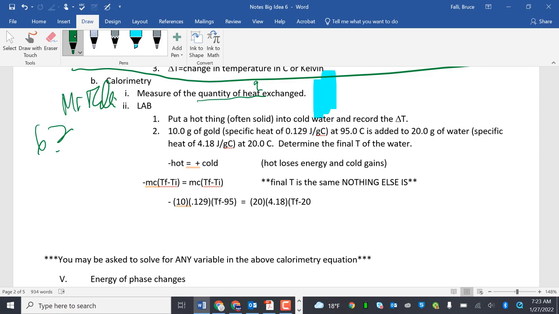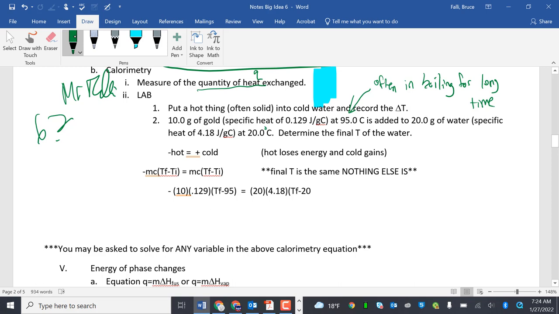So here's an example for one. A 10 grams of gold, specific heat 0.129 joules per gram degree Celsius, at 95 degrees Celsius. Now, by the way, the way we get this temperature, it's often in boiling water. So if I put it in boiling water for a long time, 10 minutes, then it's the temperature of the boiling water, okay? So I use 95, because water rarely boils at 100.00, but 95 works. Or you can put it in an oven, too. It's at 20 grams of water, specific heat of 4.18 joules per gram degree Celsius, at 20 degrees Celsius. Determine the final temperature of the water.